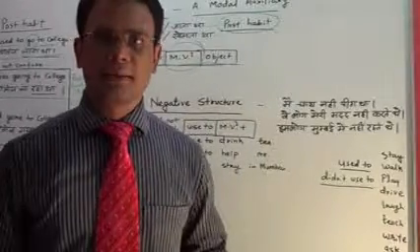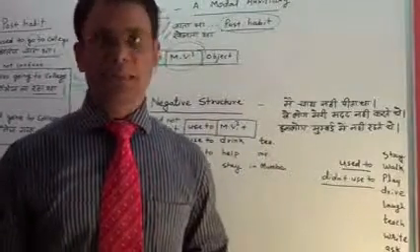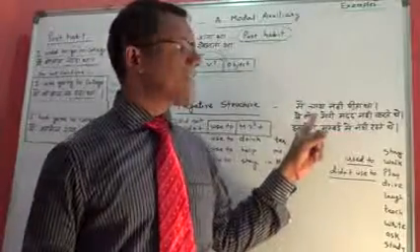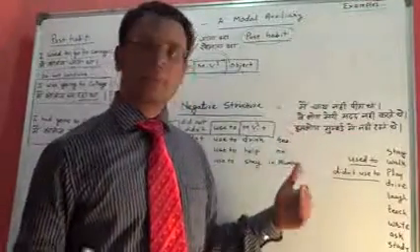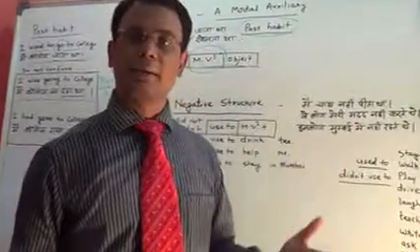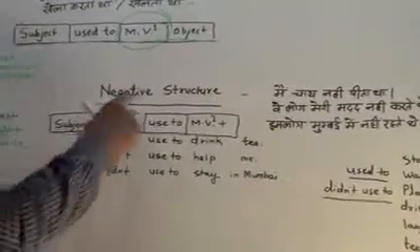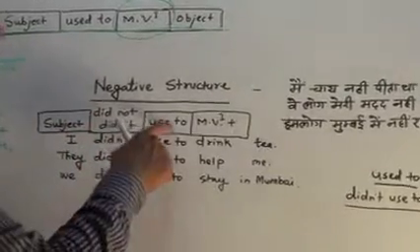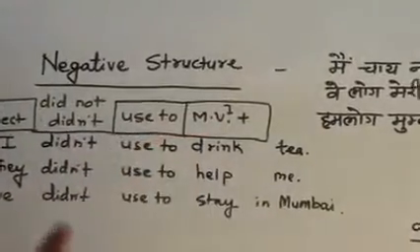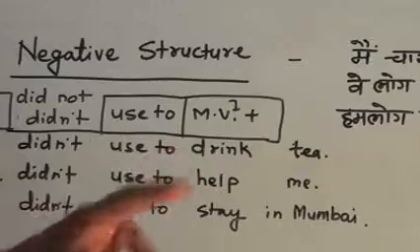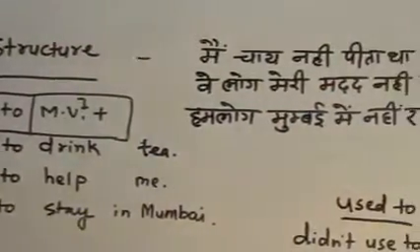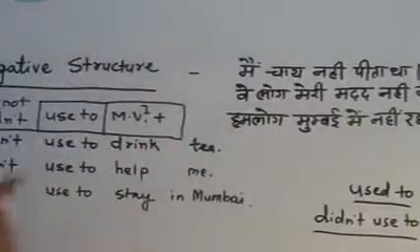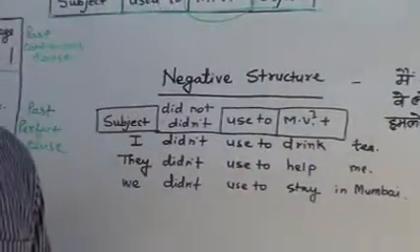It is sometimes difficult when we make the negative of this structure. Let's take some examples. मैं चाय नहीं पीता था. वे लोग मेरी मदद नहीं करते थे. हम लोग मुंबई में नहीं रहते थे. Here, in its negative structure, you can see subject plus did not and used to. We have to remove the d from used, and then use the same main verb in first form. So this example, मैं चाय नहीं पिया करता था, we translate like this: I did not used to drink tea, or I didn't used to drink tea.